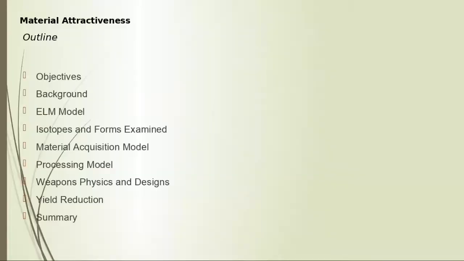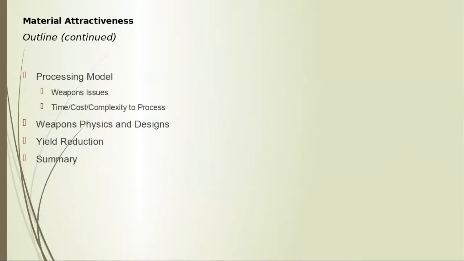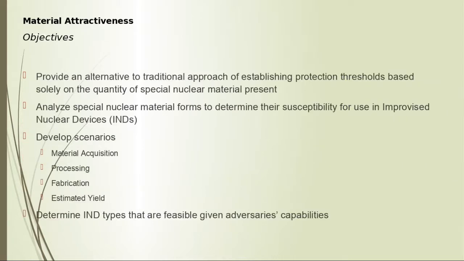What you find is that this is sort of the layout of the discussion here. But we want to provide an alternative to the traditional approach of establishing protection thresholds based solely on the quantity of special nuclear material present. If you look at the international guidelines, it'll tell you that if I've got 2 kilograms of plutonium or 5 kilograms of uranium-235, then that's category 1 and warrants the highest level of protection.